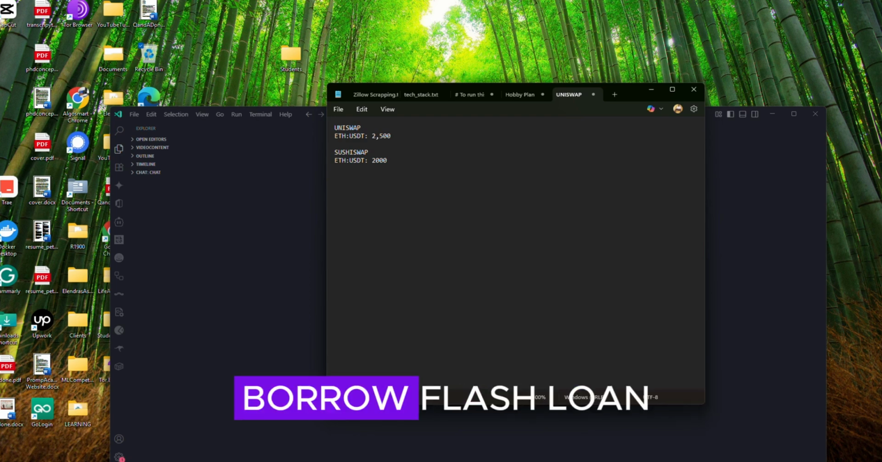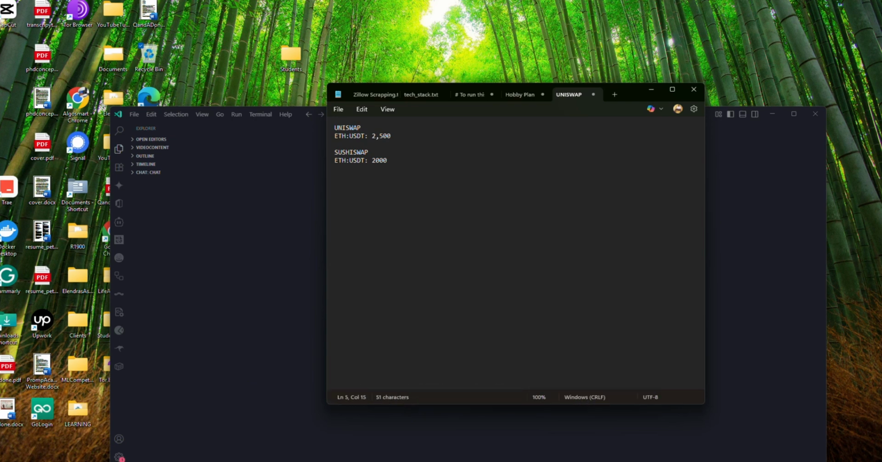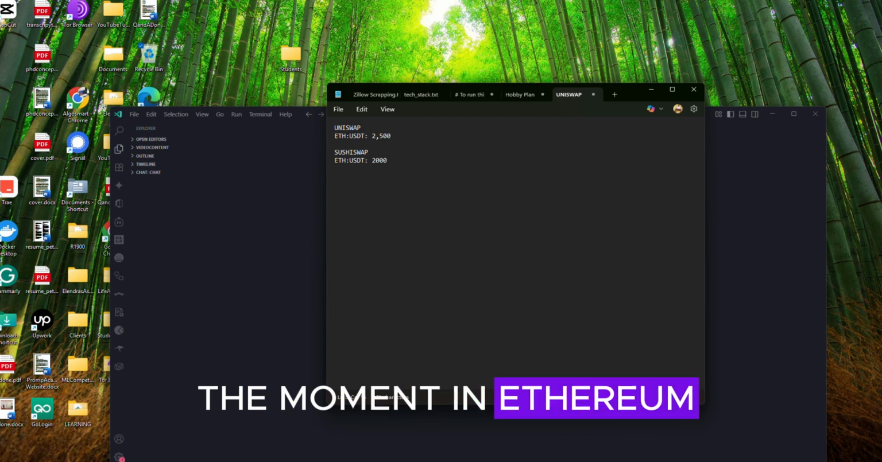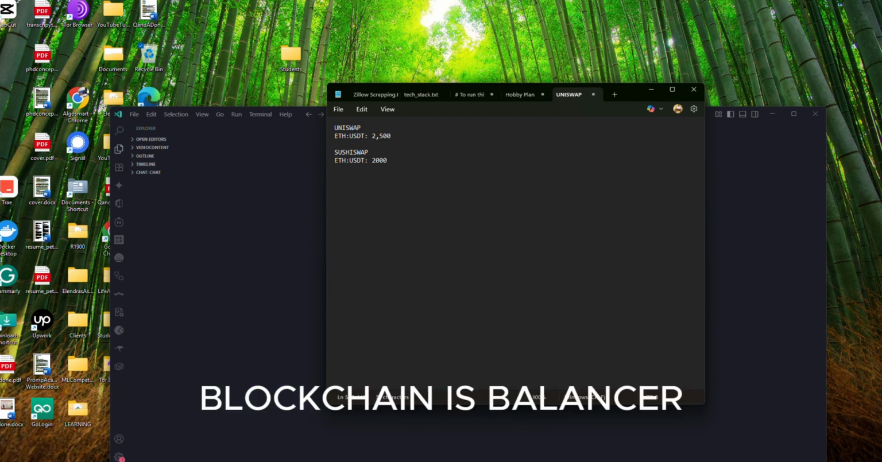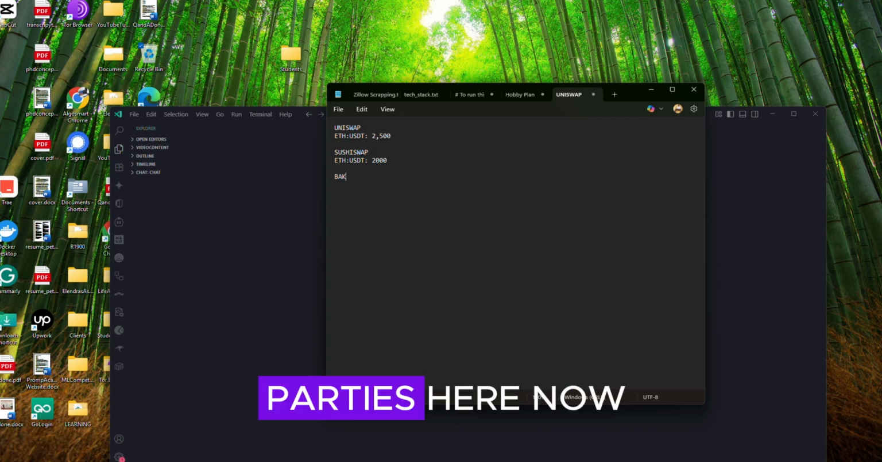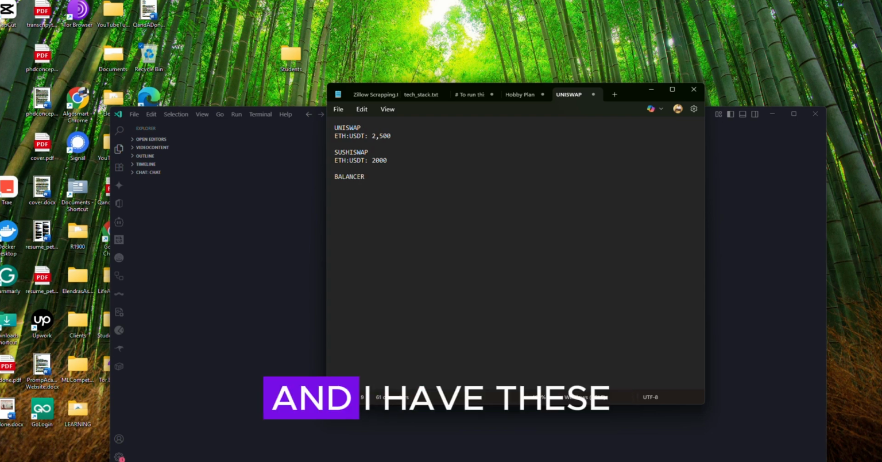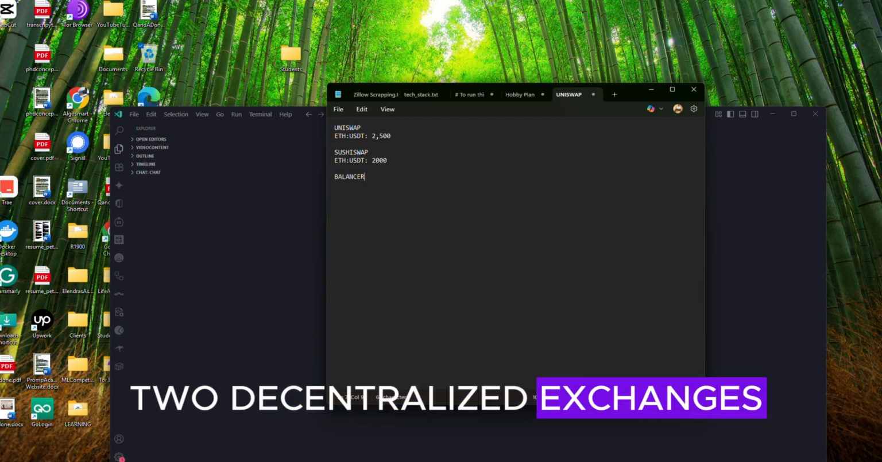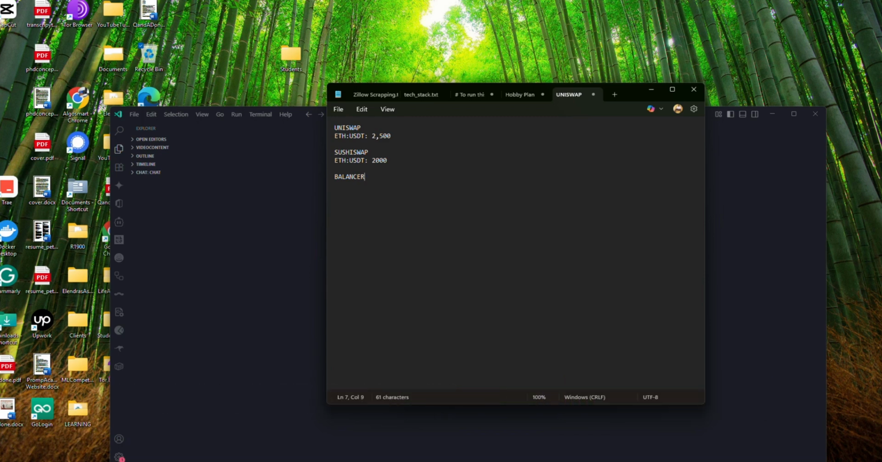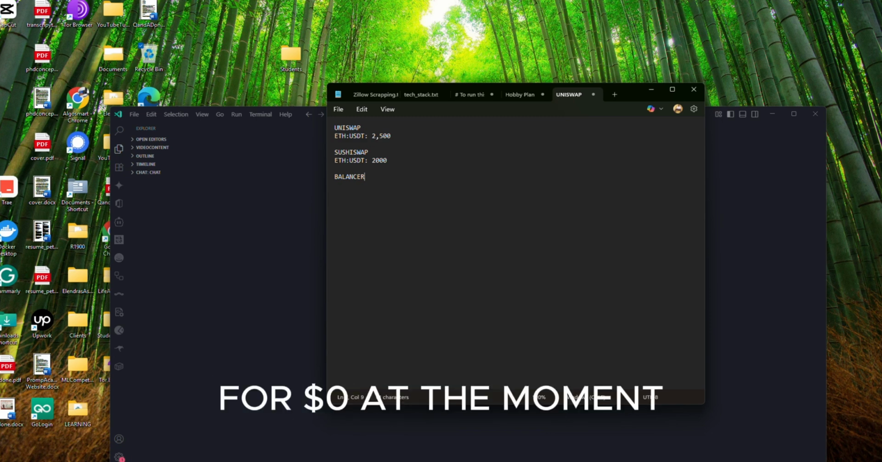Then I have to borrow a flash loan. One of the best flash loan providers at the moment on the Ethereum blockchain is Balancer. So I have three parties here now: Balancer and these two decentralized exchanges. Balancer can give me an unlimited loan, in terms of flash loans, for $0.